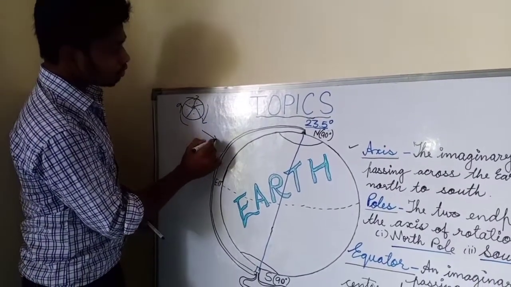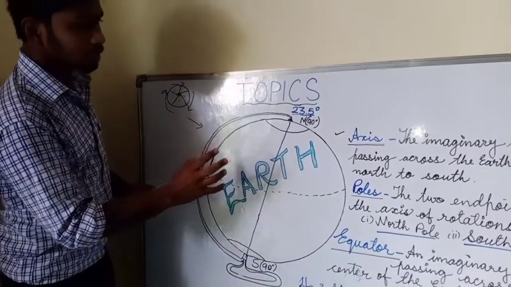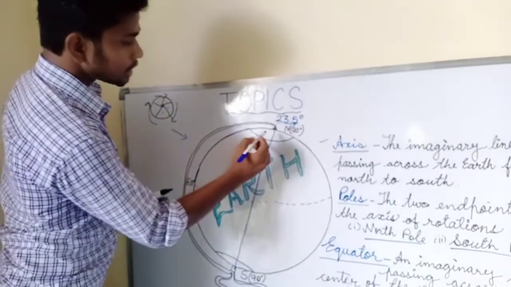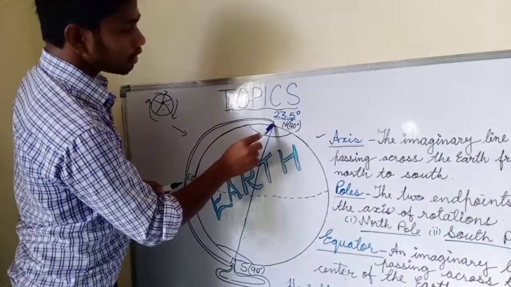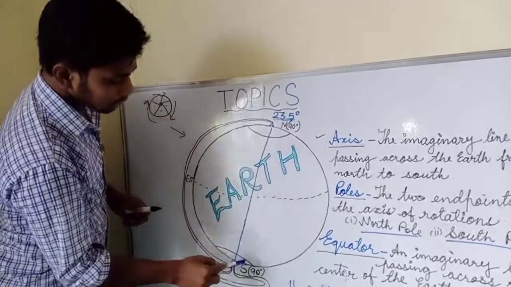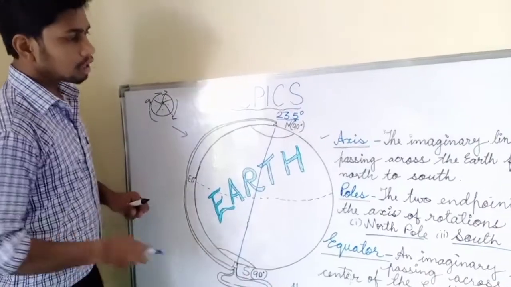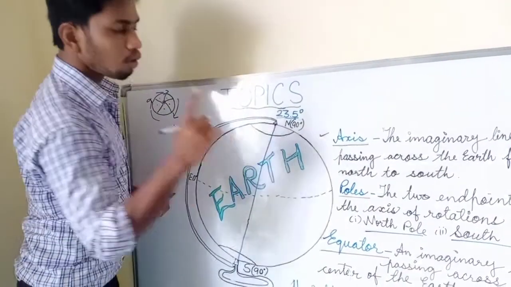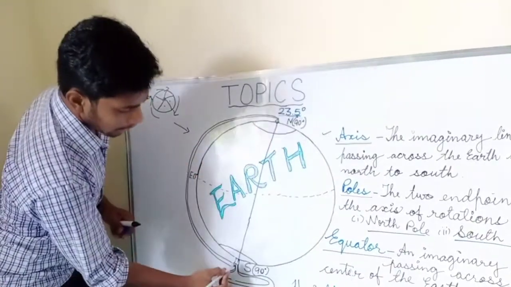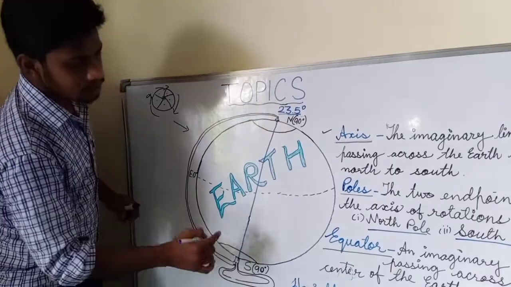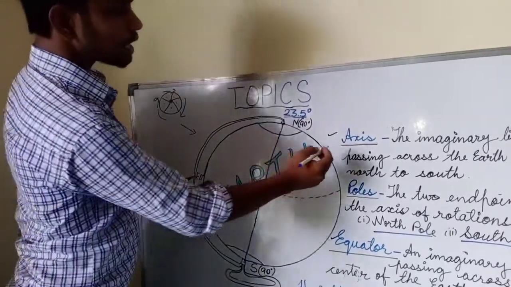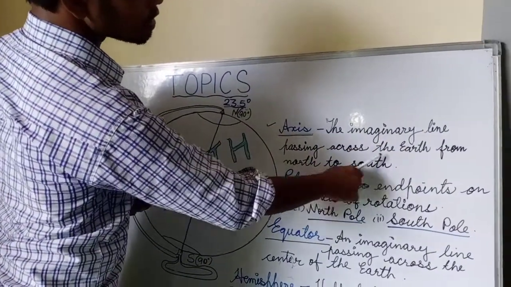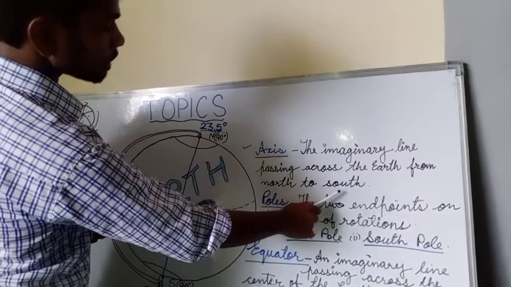In the same way, we will see it on the Earth. The Earth also needs an axis point to rotate on its axis. Now this point is the north, and here is the south point. There is one axis point in the north and one in the south. Now what is the axis? We will see the definition: the imaginary line passing across the Earth from north to south.